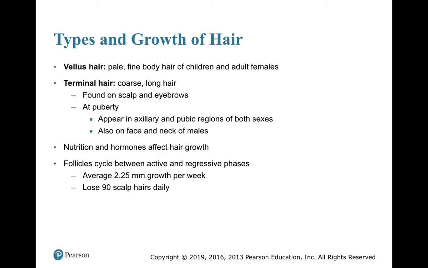Nutrition and hormones affect hair growth. Each of those follicles cycles between an active and a regressive phase. The average growth of hair per week is 2¼ millimeters, and we lose about 90 scalp hairs a day on average.